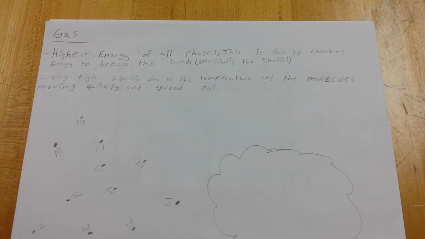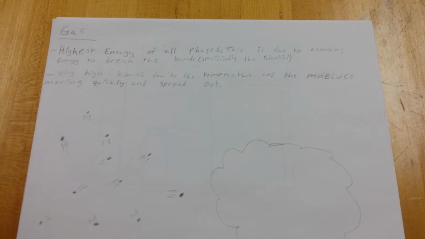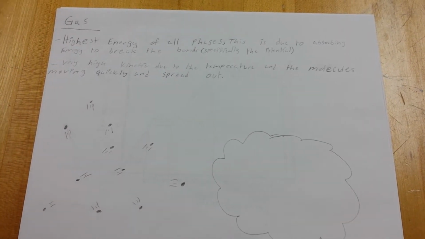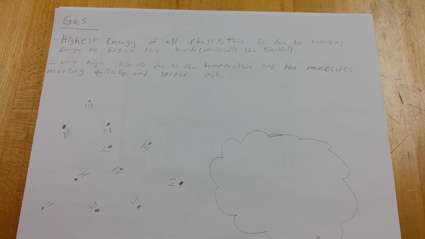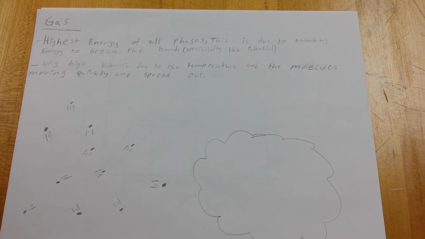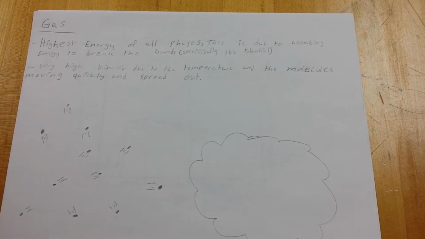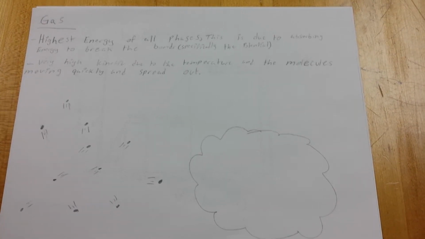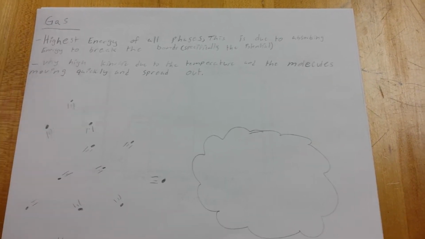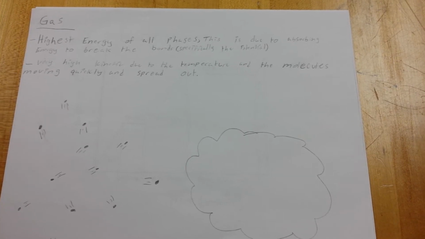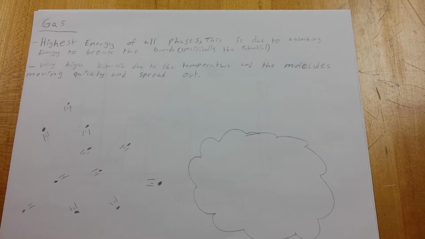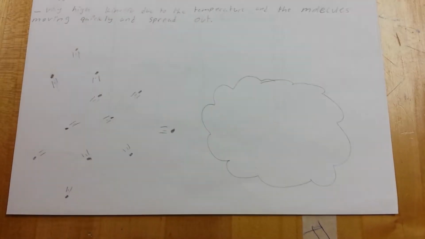The gas phase is the one with the most energy, since to get to a gas you need to have melted and then evaporated, so you absorbed a lot of energy on the way. And it also has the weakest bonds. It also has very high kinetic energy due to the extremely high temperatures that it needs to be a gas. The molecules move very fast, and they spread out a lot, as you can see here. And this is just a picture of a gas cloud.